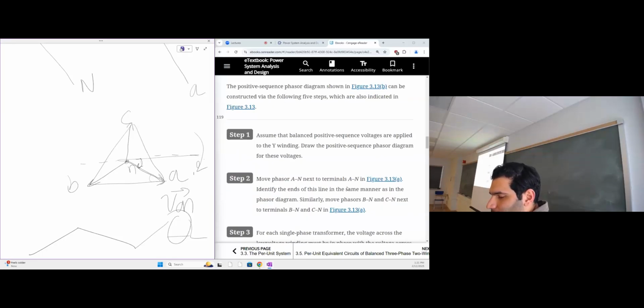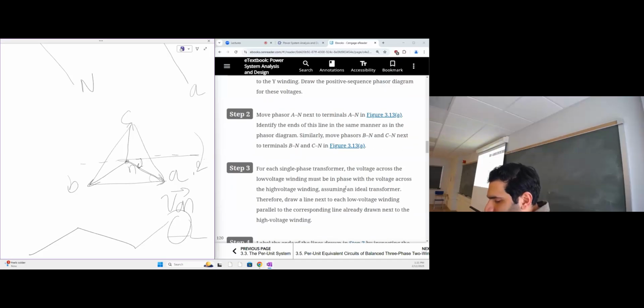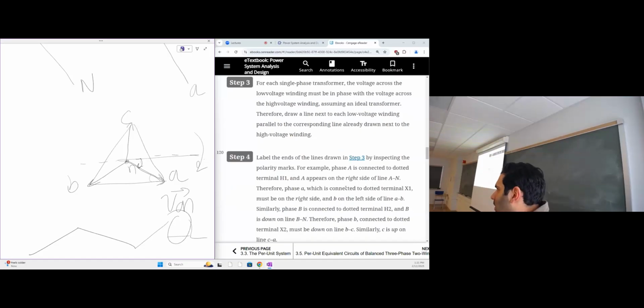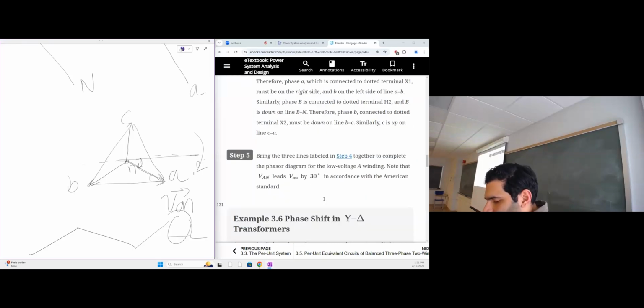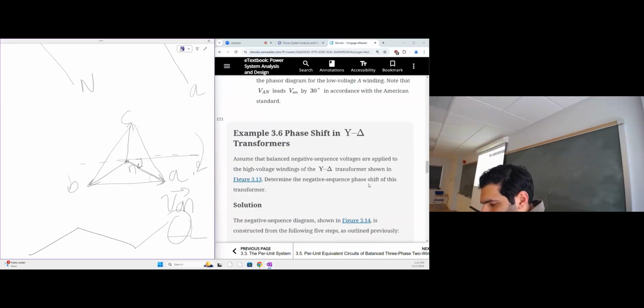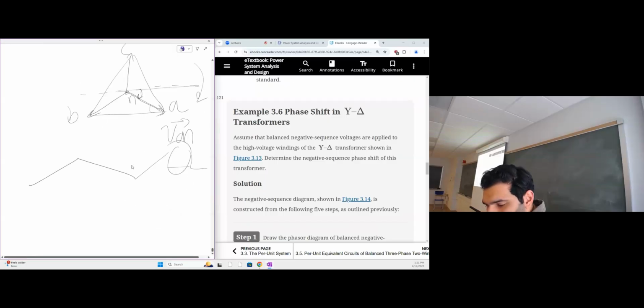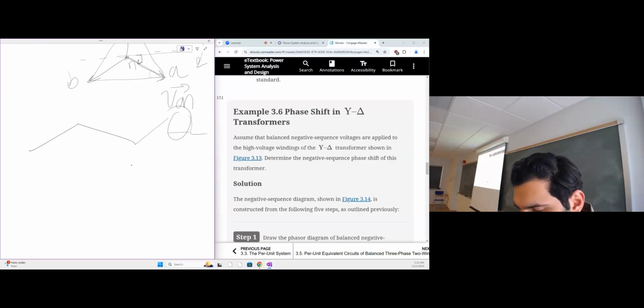And here they'll tell you now the same thing of what we did, but they have much more words and directions: up, down, left, right. So people, if they are reading this, they might really get lost sometimes because they don't know what they are referring to. So we figured out that VAN at the primary leads Van by 30 degrees in accordance with the American standard. So let's now do some example regarding that.